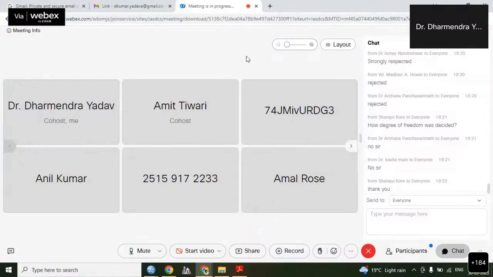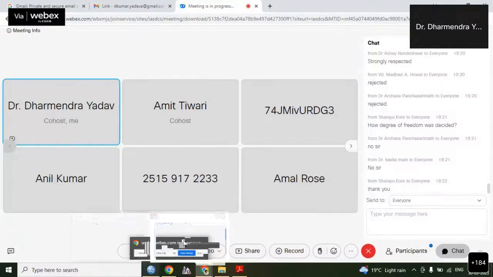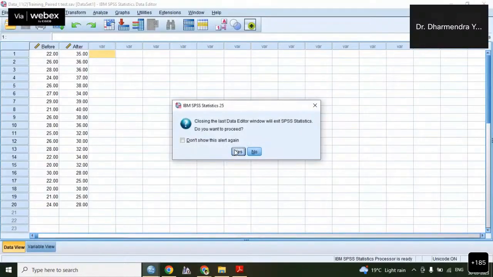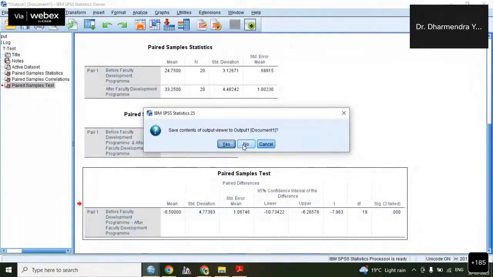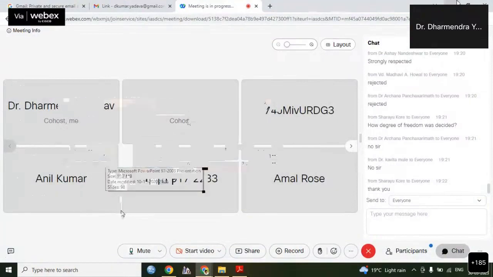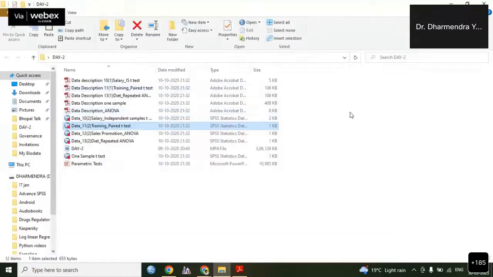Okay, so now we can move to our next parametric test, that is ANOVA, analysis of variance. Suppose for one sample, we use the t-test. For two independent samples, you use the t-test. For paired, repeated samples, you use the t-test, right?